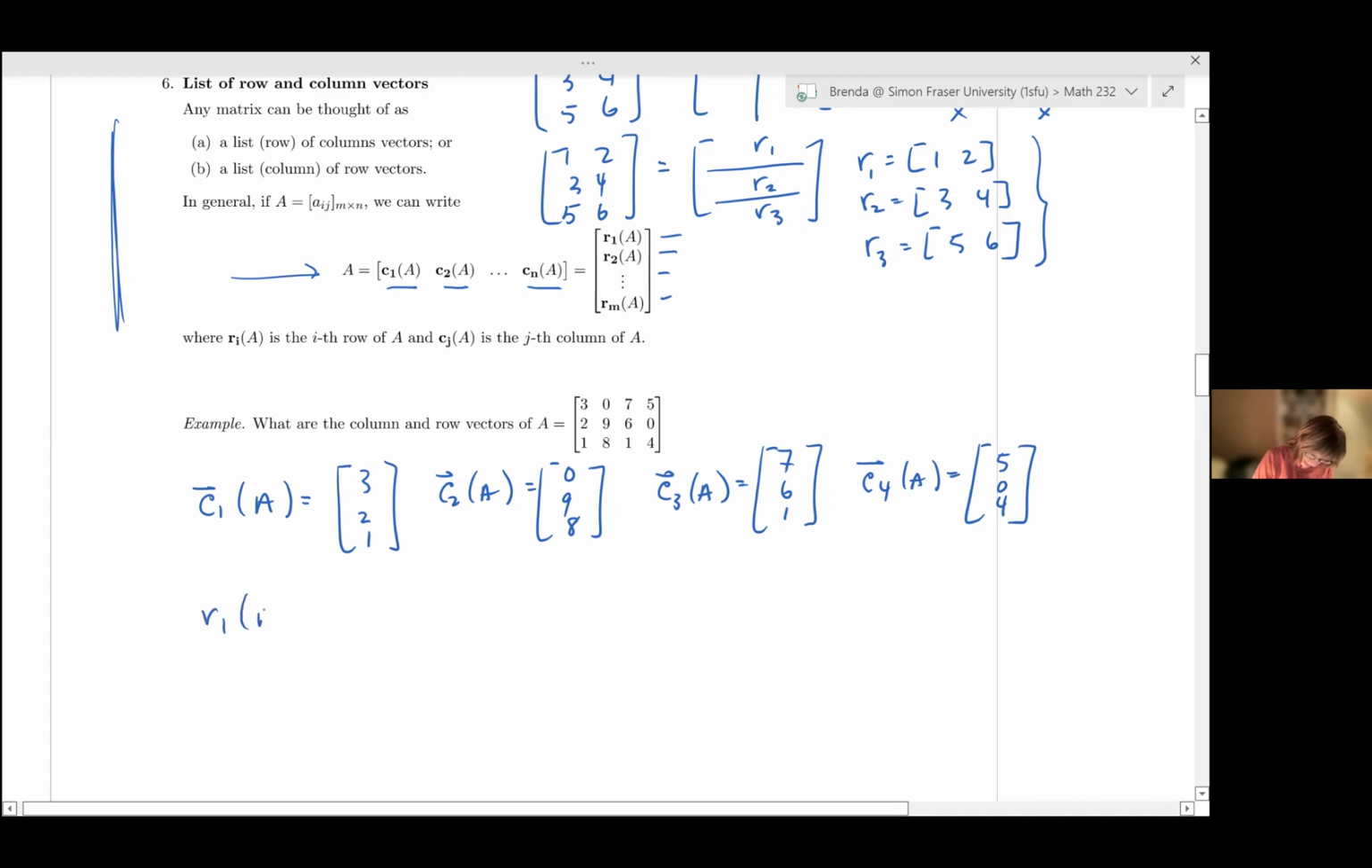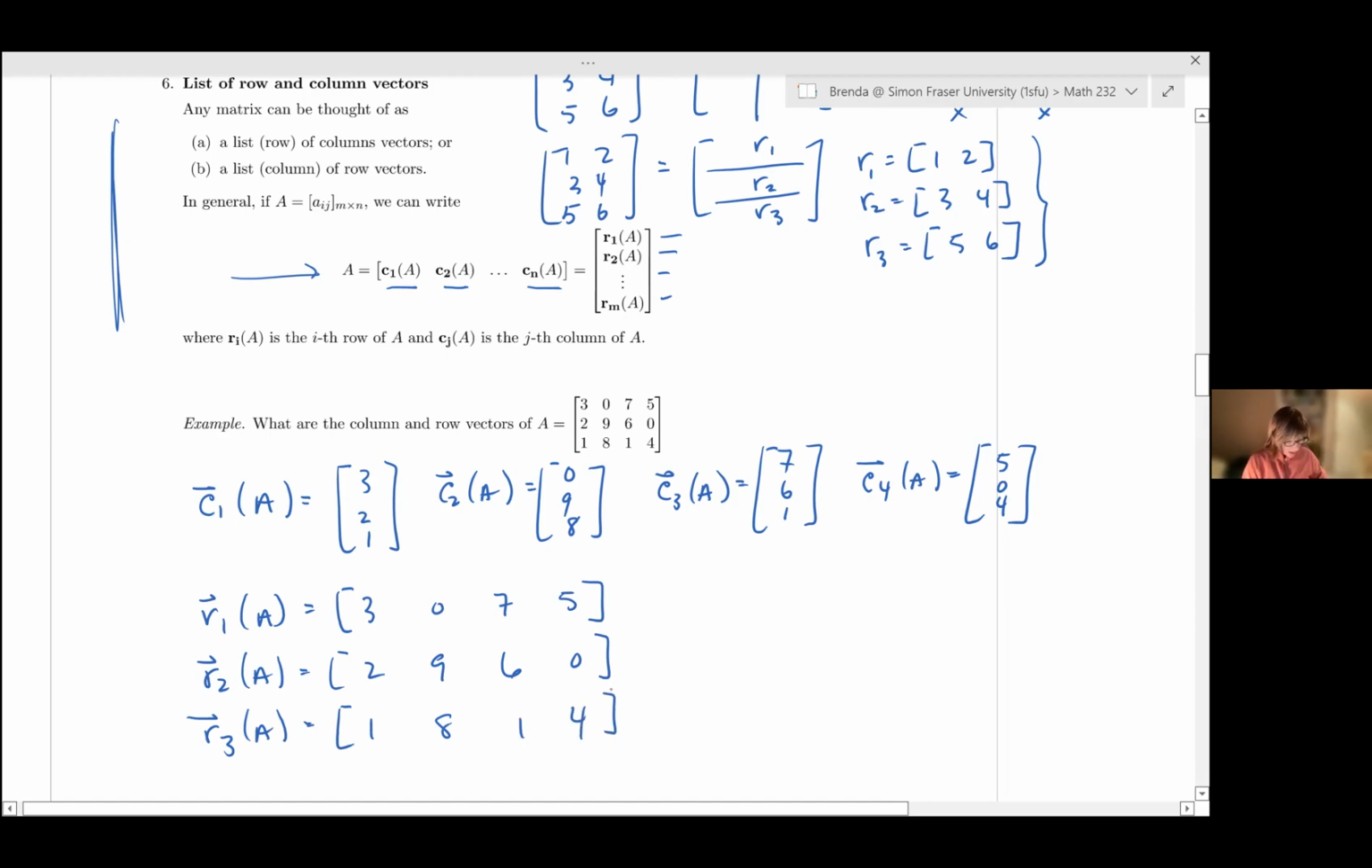Row 1 of A, that's the first row. It's also going to be a vector. It is 3, 0, 7, 5. Okay, this just continues on. For completeness, I'm going to do these all. Row 2 is 2, 9, 6, 0. And row 3 of A is 1, 8, 1, 4.